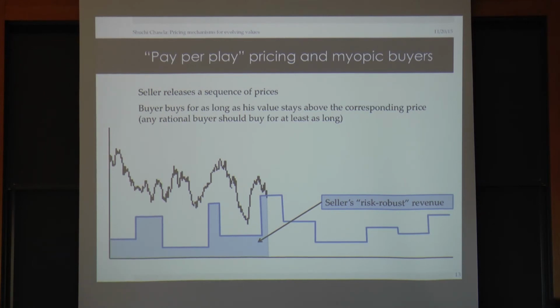Okay, so I'm going to call this the seller's risk robust revenue. If we announce these prices, any rational buyer should keep buying until this point of time, and then the seller should be able to make this revenue.